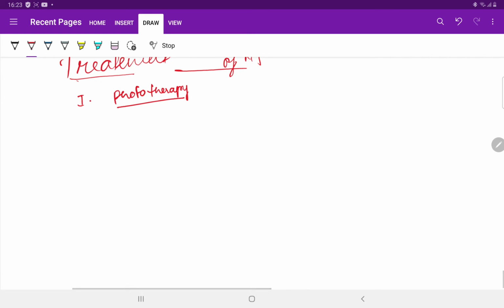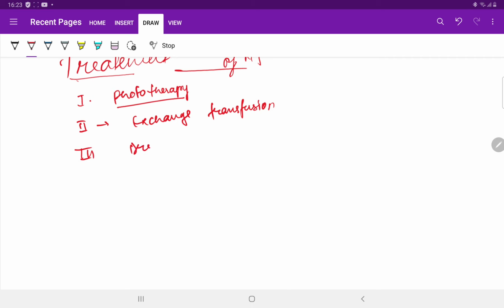Phototherapy is what we use. The second thing that can come to mind is exchange transfusion, and the third thing is certain drugs, right? So we'll talk a bit in detail about phototherapy, but let's talk about exchange transfusion and drugs before we go with phototherapy.